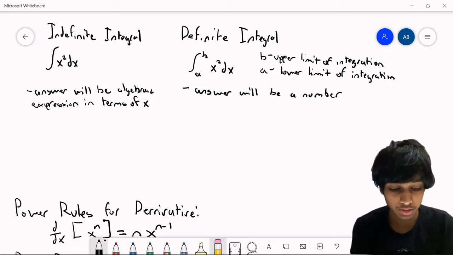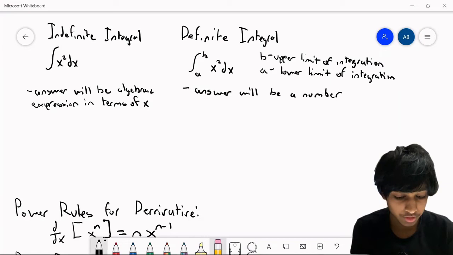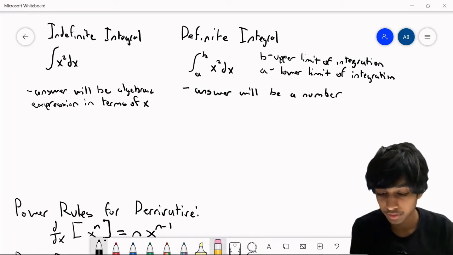There are two types of integrals, the indefinite integral and the definite integral. The indefinite integral will give an answer as an algebraic expression in terms of x, and the definite integral will give an answer that will be a number. Notice how there are two letters here for the definite integral, a and b. b is the upper limit of integration, and a is the lower limit of integration.